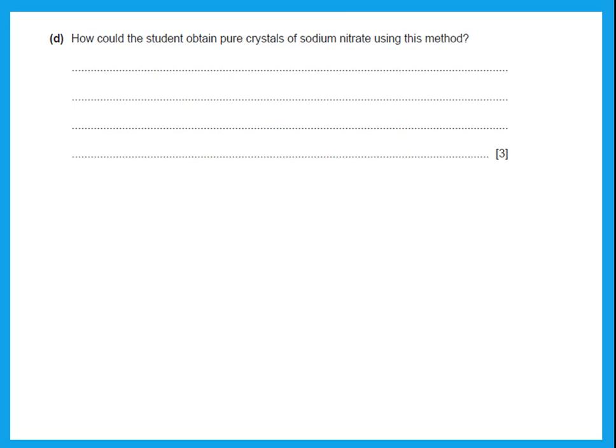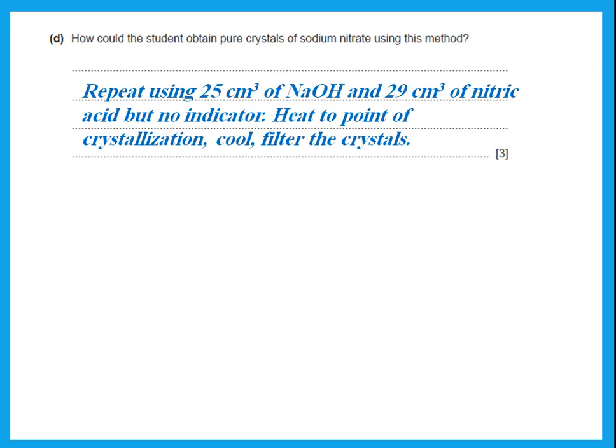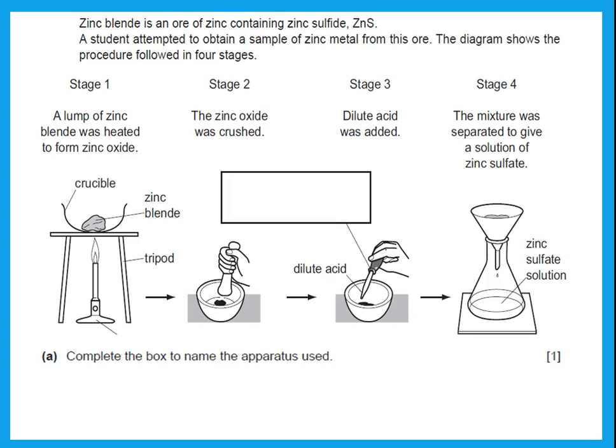Okay. How could the student obtain pure crystals of sodium nitrate using this method? So she already did titration. What should she do next? We said after you do titration, repeat using the same amount of sodium hydroxide and the same amount of acid, but no indicator. Heat to point of crystallization, cool, filter the crystals. Right?